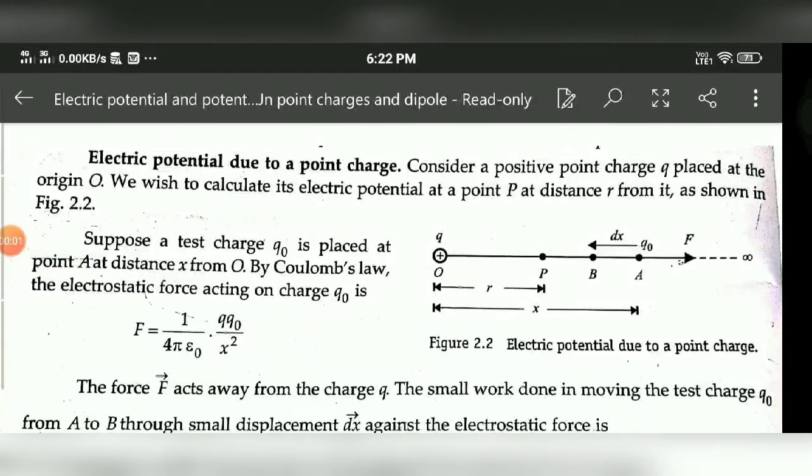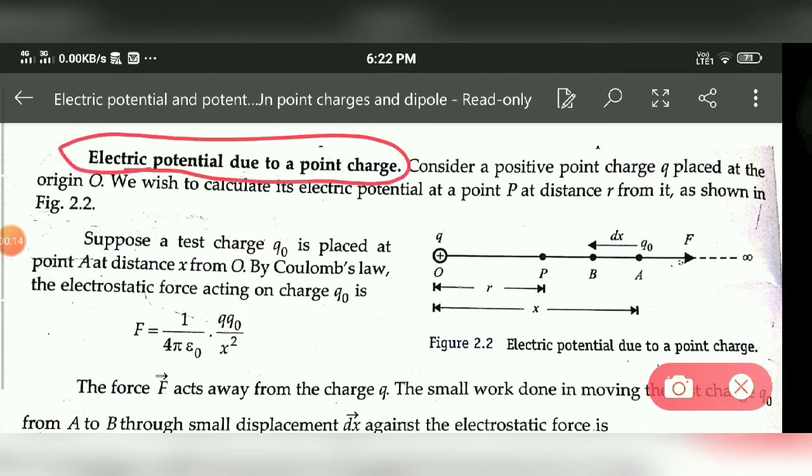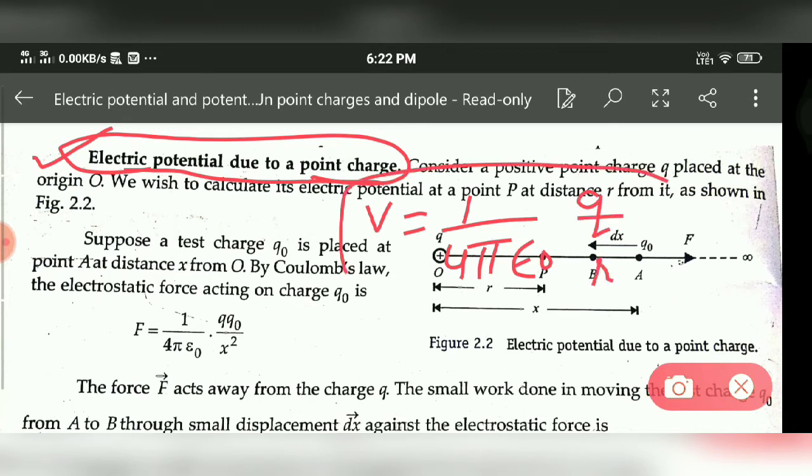So now let's start our second PDF of part 1 of the chapter Electric Potential and Capacitance. First of all, we'll derive the formula of electric potential due to a point charge. Due to a point charge, electric potential is equal to 1 by 4 pi epsilon naught times Q by R. We are going to derive this formula now.